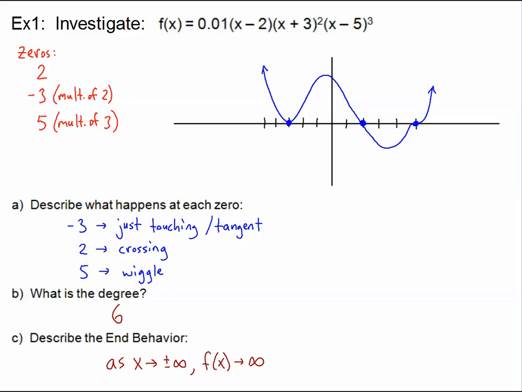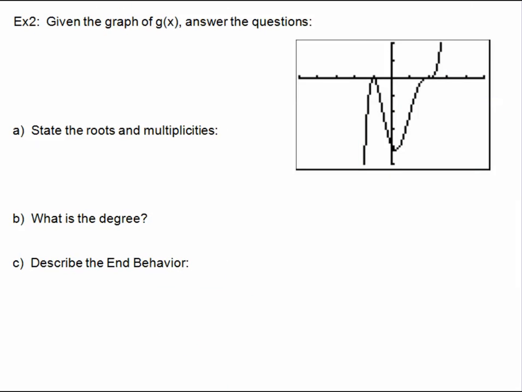Let's look at a second example. In this case, I've given you the graph. This is just a graph that I did on the calculator, and I'd like to do the same sort of things, answer these questions. It says state the roots and their multiplicities. So let's go over to the graph. I know that we don't really cross, but we touch the x-axis right here, and that is the first tick mark to the left, that's -1. And we also touch the x-axis right here at 2. So those must be my roots.